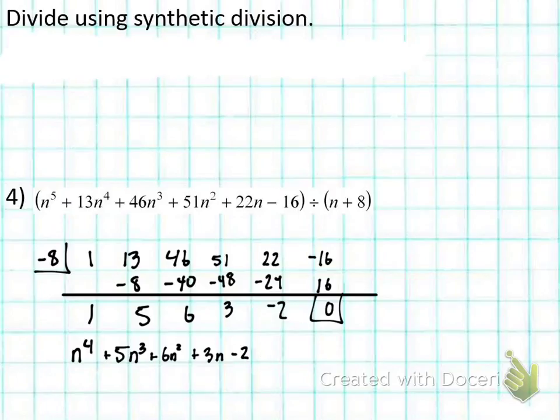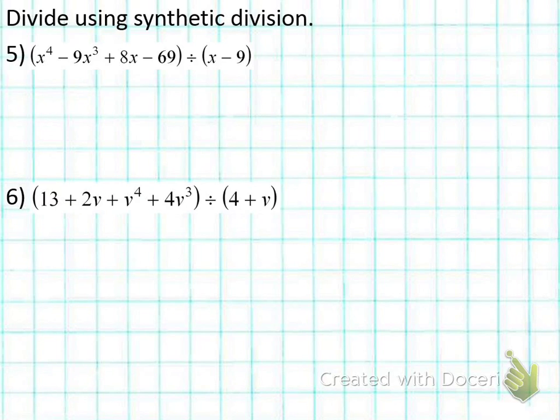Since there's a remainder of 0, it's redundant to write it, so we're going to leave it like that. That's it. Does that make sense? Most of you had that right. A few of you didn't. Okay, let's do at least one more.